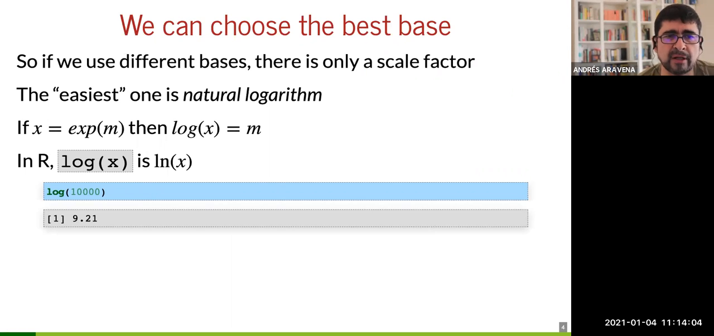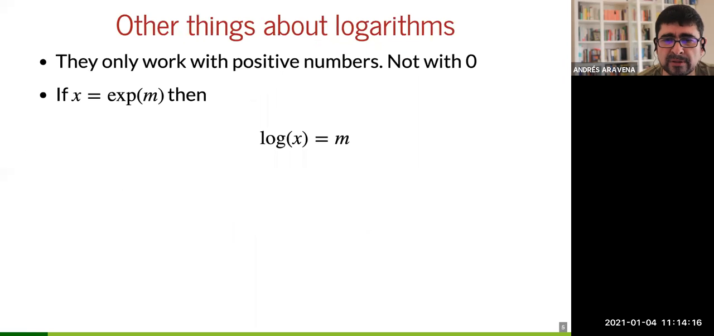Okay, everybody knows that, no? We can talk about e forever. It's super interesting, and maybe one day we should do that. We really need a class of mathematics for biologists. Okay, a couple of things that we need to keep in mind. Well, first, this only works for positive numbers, not with 0.